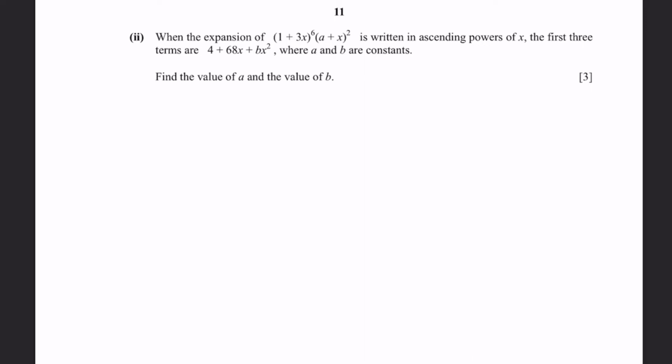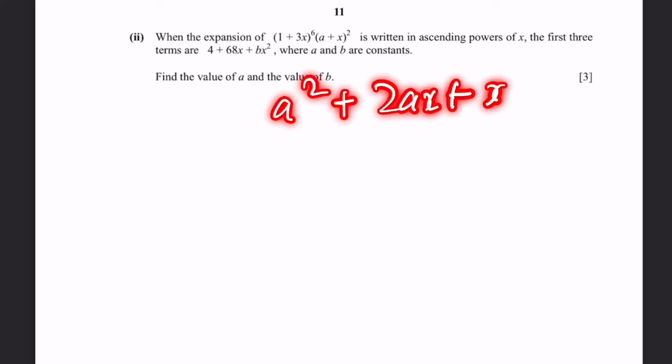When the expansion of (1 + 3x)^6 times (a + x)^2 is written as ascending powers of x, the first three terms are 4 + 68x + bx^2, where a and b are constants. Find the value of a and the value of b. So the first three terms will depend on the first three terms of this and the three terms formed by this. (a + x)^2 is obvious: a^2 + 2ax + x^2.